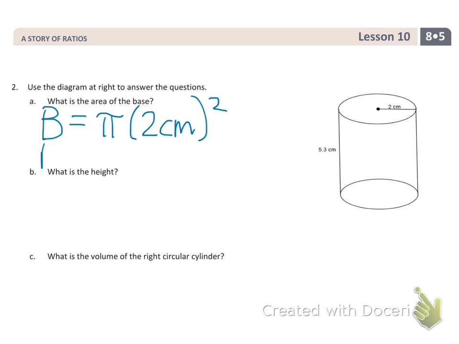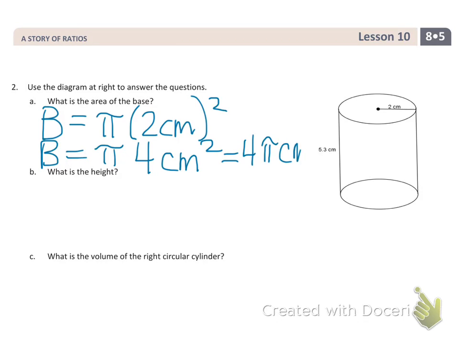So that would be pi. And this is going to be 2 centimeters times 2 centimeters. So we've got 2 times 2 is 4. Centimeters times centimeters is centimeters squared. So I'll rearrange that to 4 pi centimeters squared is the area of that base.